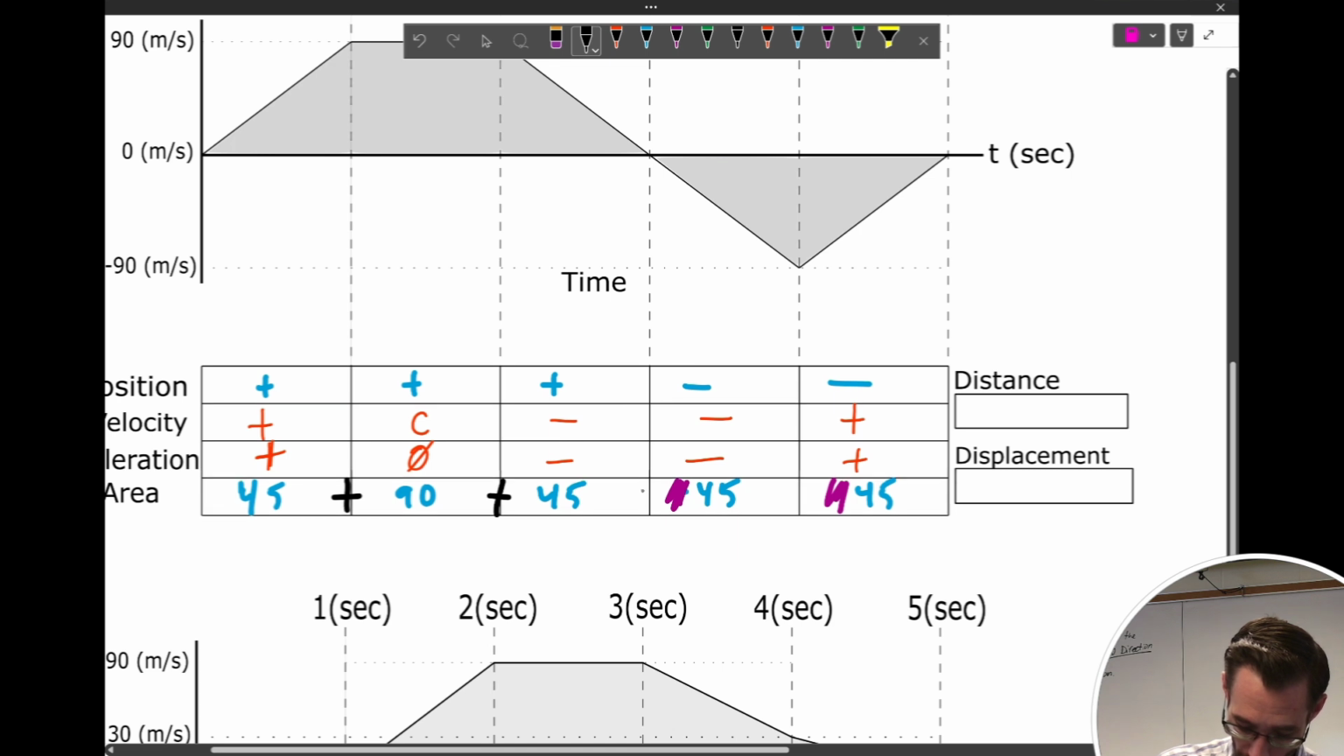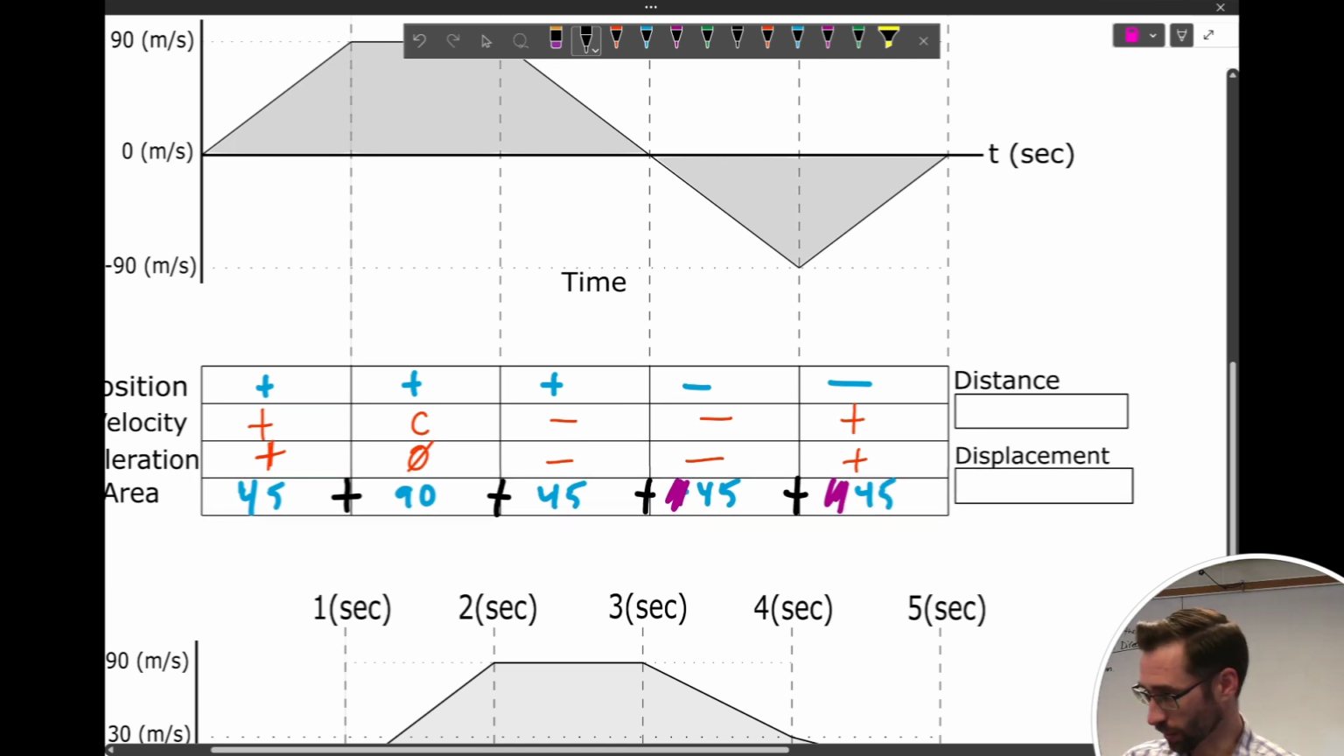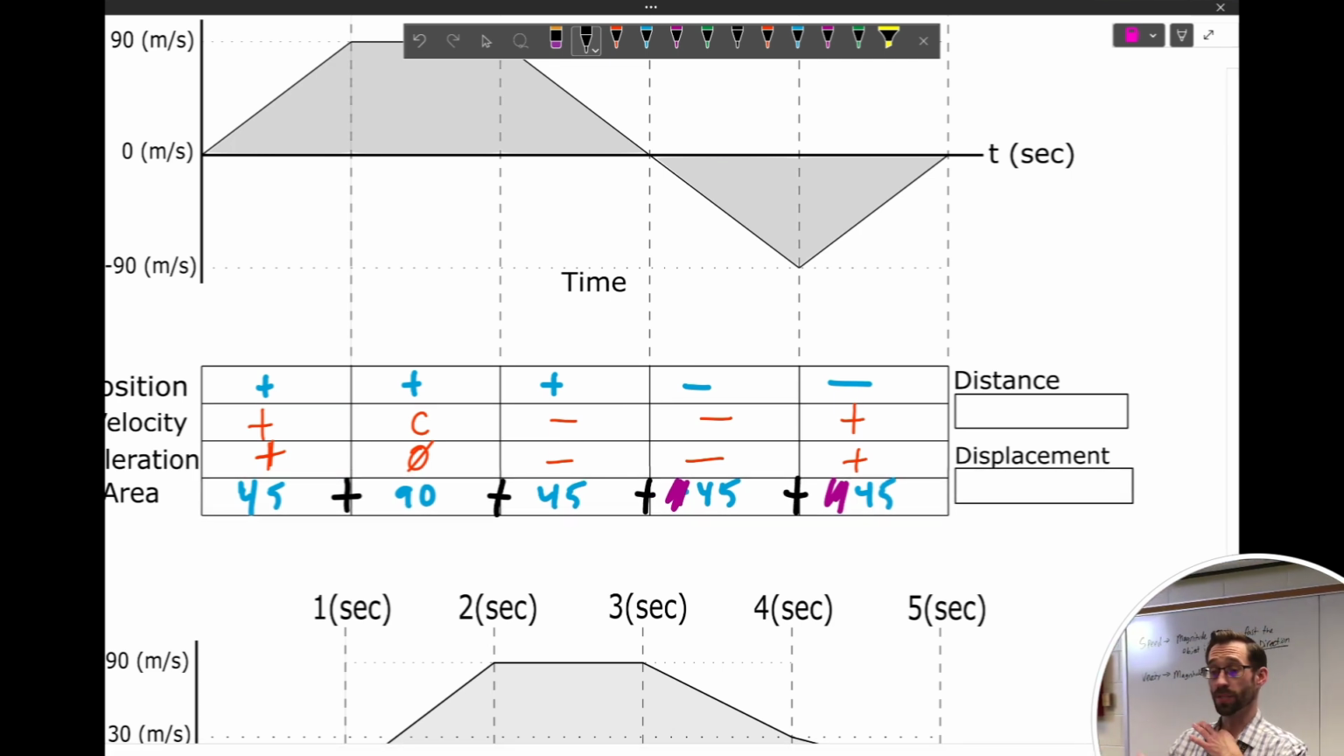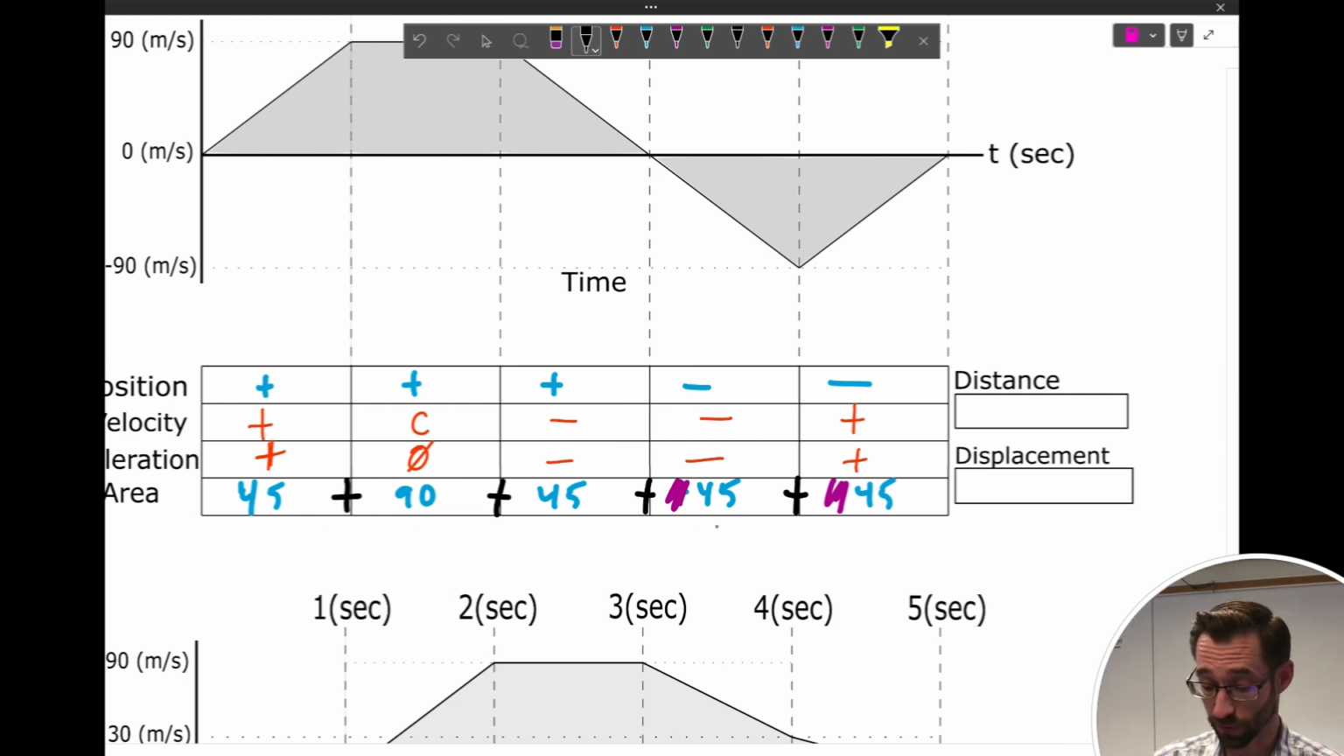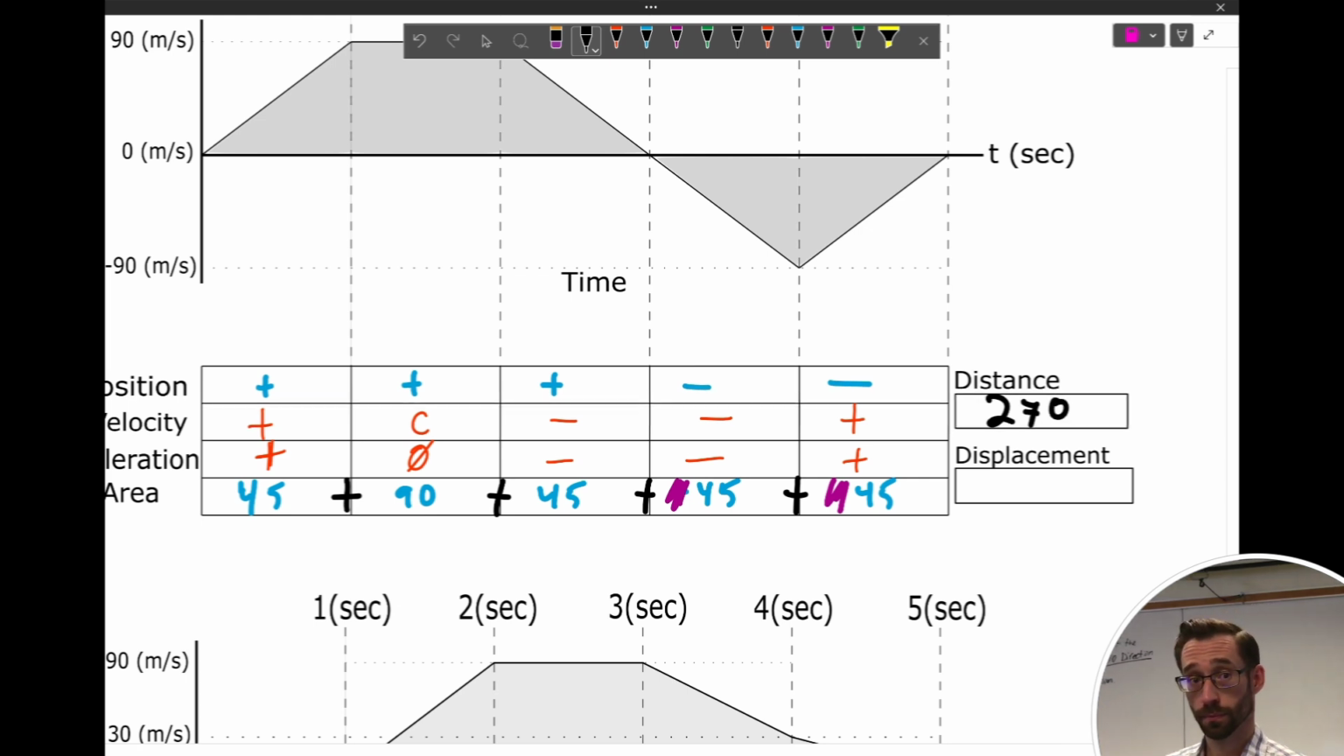Now, I designed the chart like this, to have the addition signs in between. We are not subtracting. We are adding a negative, like with the displacement, but with distance, we add up just the magnitudes, just the numbers. So 45 plus 90 plus 45 plus 45 plus 45 is 270. Make sense? Because the distance doesn't care about the direction. It doesn't matter if I'm going backwards or forwards. It just counts the steps. It just counts the meters.